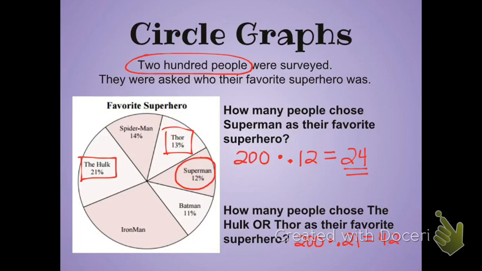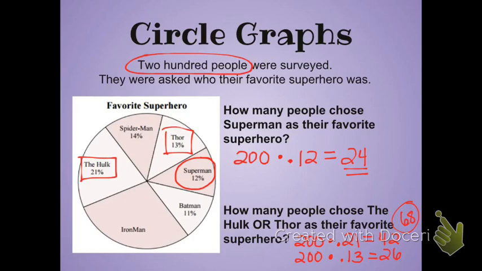But then we also have to talk about Thor, because it said the Hulk or Thor. So we have our 200 people, our same 200 people, times Thor, which is 13%. How many people was that? 26. Now, we have 42 people who chose the Hulk, 26 people who chose Thor. So we're going to have to add them to find out how many total. 68. So 68 people chose one or the other of those.